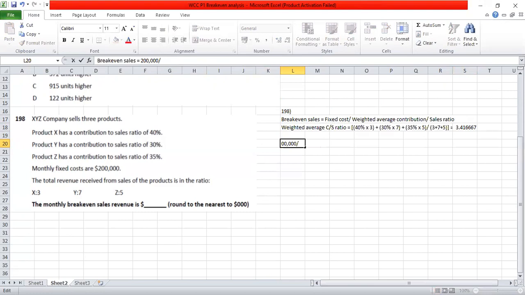Did I make a mistake anywhere? Just help me out. Ma'am, the weighted average is 33.67%, ma'am. 40% into 3, 30% into 7, 35% into, here it is 7, not 5 only.